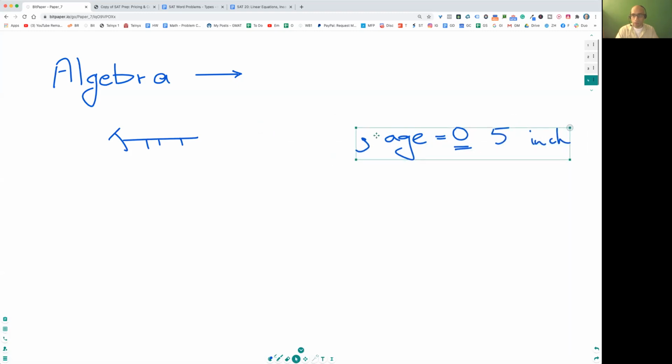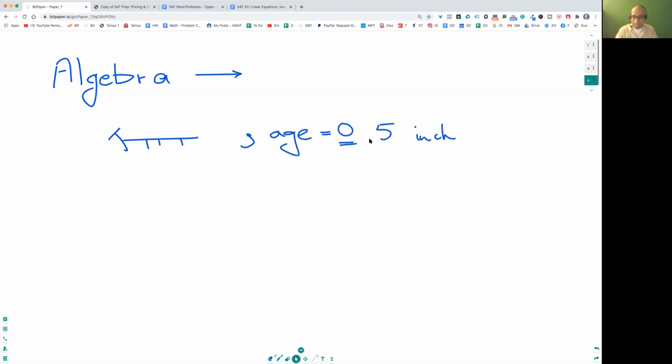Maybe I'll just move everything over here. Okay, so when his age is 0, his height is 5. Now what's happening here is, as his age increases, his height increases by 2 inches. So it becomes 5 plus 2 inches. So he's increased 2 inches.